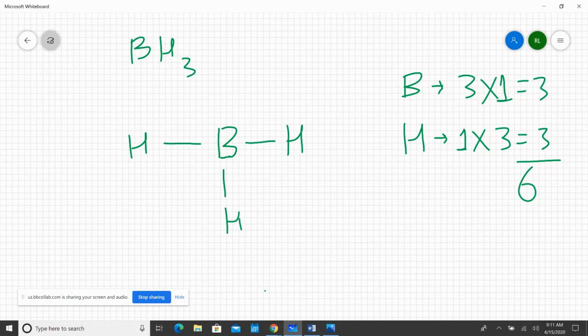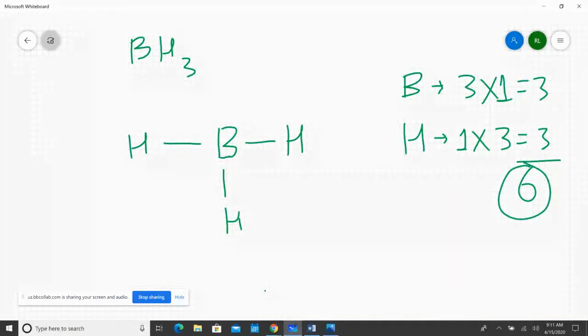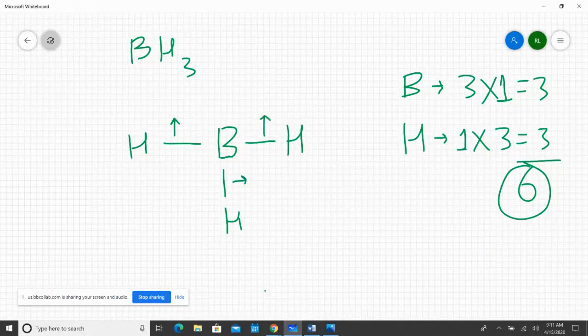Right, by showing the bonding pair. All right, now the question is, I had 6 valence electrons. How many did I use? 1, 2, 3, 4, 5, 6. And look at that. That means I'm done with my valence electrons. I can't do anything about it.